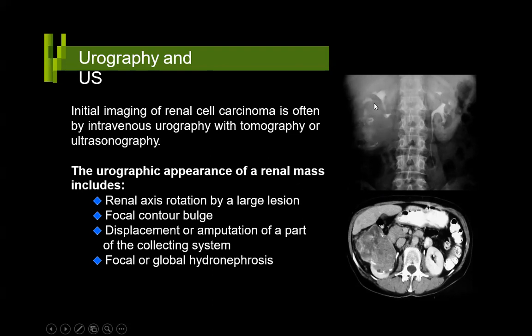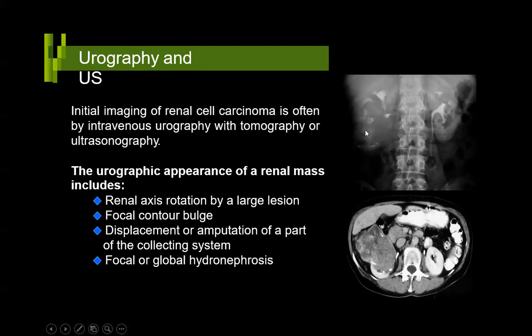So sometimes you would see blunting or amputation of the calyces. You would see that there is no contrast in the collecting system. So you see there is a mass here, and it is putting pressure over the mid and lower pole calyces. So they are stretched out because of the mass in the kidney. So this mass is actually stretching out the normal renal calyceal system. So this is how you see it on IVP.